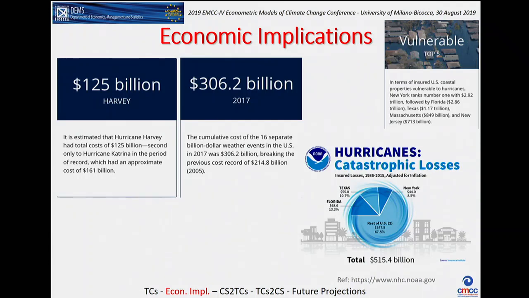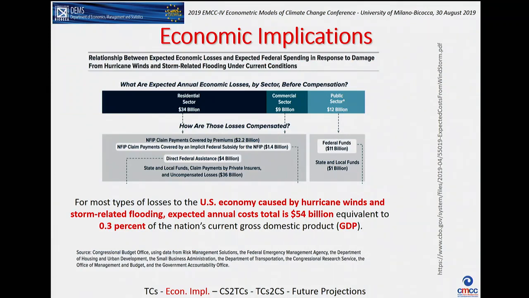But if you put Harvey together with the other events, we had more than 10 events adding to the cost during that year, and if you put them together, the cost reached $300 billion for a single year. So these costs are averaged per year at a number that is around 50 billion. These are still costs for the US. 50 billion per year is the cost associated with tropical cyclones, and this is distributed non-uniformly along the different sectors.